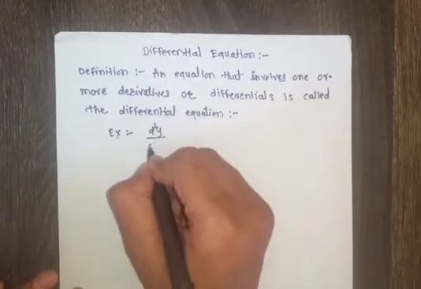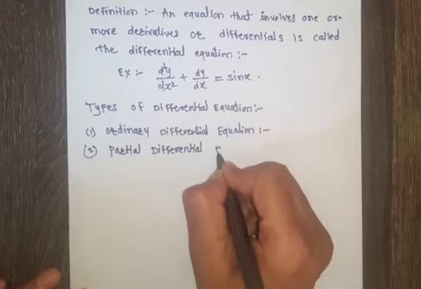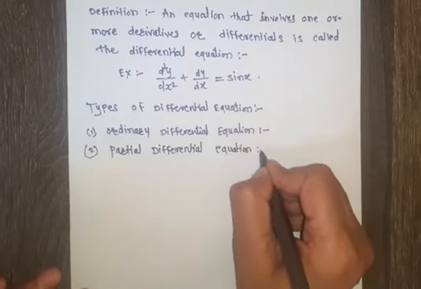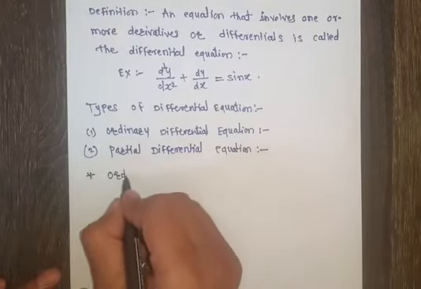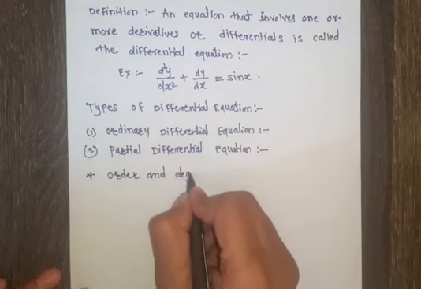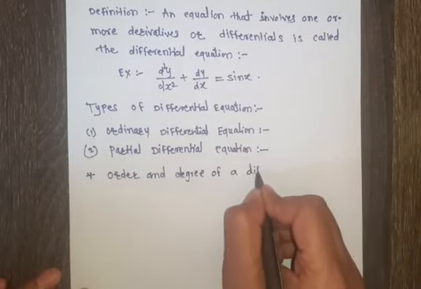Now the types of differential equation. There are two types of differential equation. First is ordinary differential equation that involve the derivatives of a function of a single variable, and the second is partial differential equation that involve the derivative of a function of more than one variable.